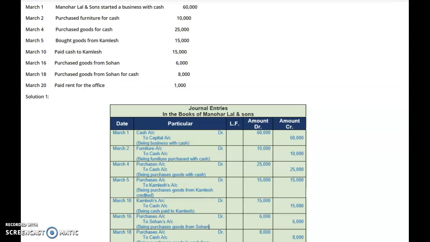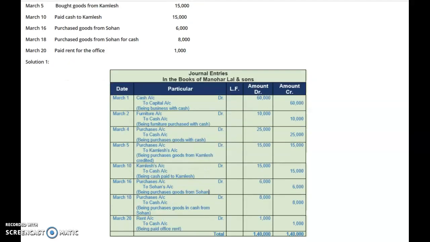Coming to the March 18 transaction, purchase goods from Sohan for cash. See the difference? In the previous transaction the word cash was not given, so that was a credit transaction. Here both are given: the name of the party, Sohan, from whom the goods are being purchased, and the word cash. So it is treated as a cash transaction. In the same way, cash transactions will be recorded here.